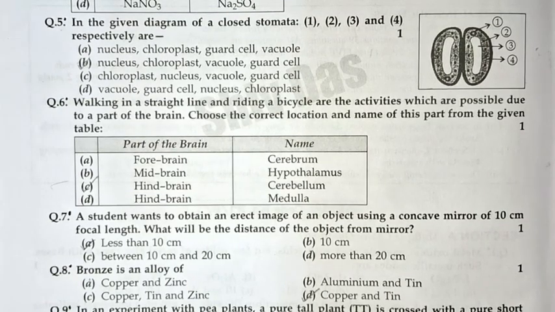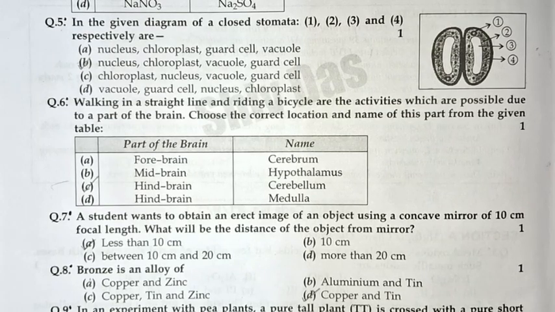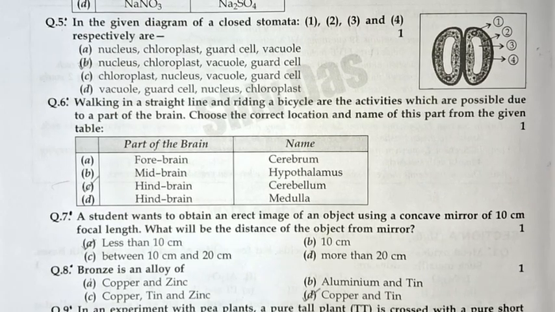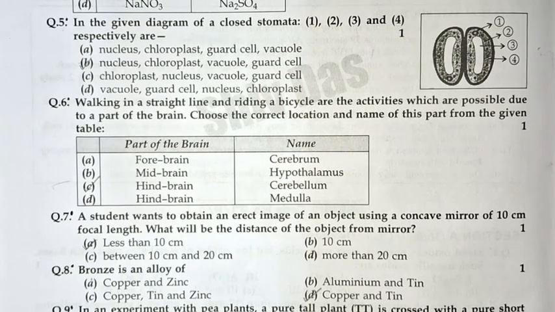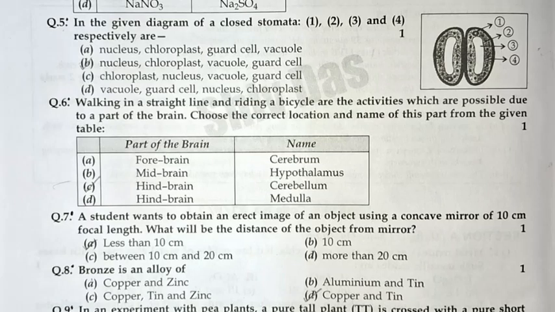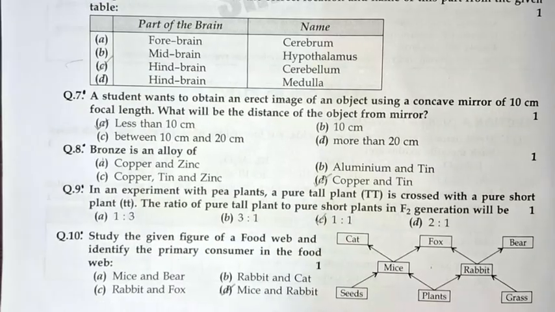Coming to question number 7. A student wants to obtain an erect image of an object using a concave mirror of 10 cm focal length. What will be the distance of the object from the mirror? It will be less than 10 cm. Question number 8. Bronze is an alloy of D. Copper and tin.